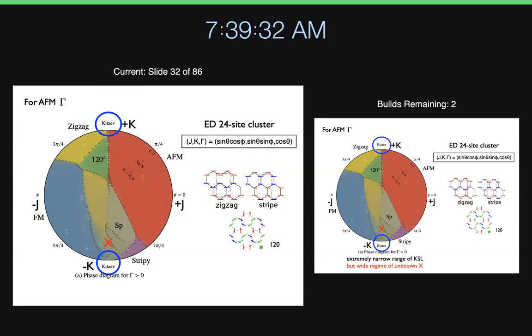And then there's a stripy order here. And there is a so-called 120, which has this 120 along the triangle. So the second nearest neighbor triangle forms a 120. The other B sublattice forms another 120. And the relative angle between the two is not fixed in this 120.